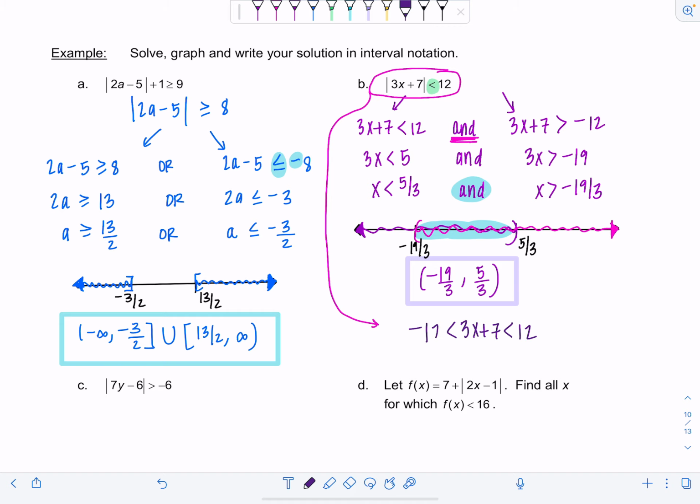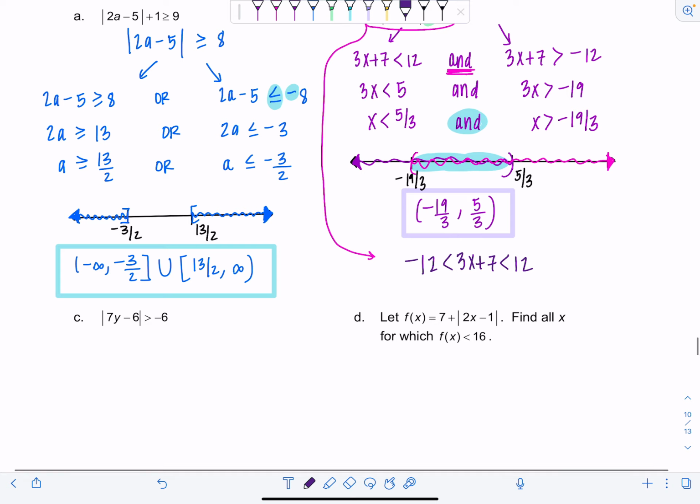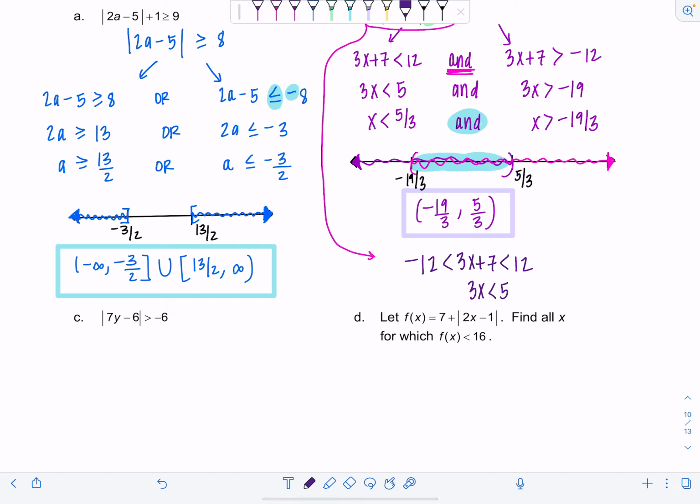And then you put the negative 12 there. I know. Then you can just solve it all at once. So subtracting 7, you would get 3x less than 5 greater than negative 19, and then divide by 3: negative 19 over 3 less than x less than 5/3. Graph it, bam, same thing. And it cuts to the chase a little more because you don't have to look for the overlap, okay?